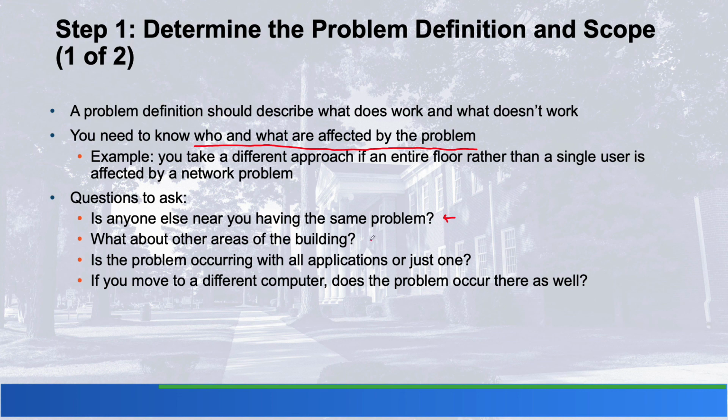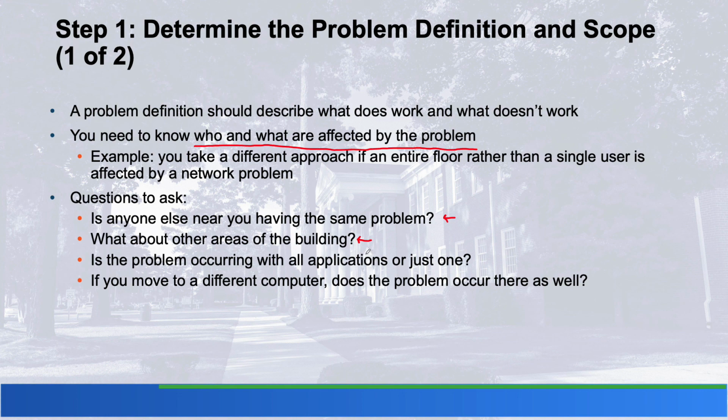What about other areas of the building? It might just not be this floor. It might be different departments. It might be multiple departments. If that's the case, then we need to go higher and higher into the network, right? Maybe to a router instead of just a switch if it's affecting that many people.